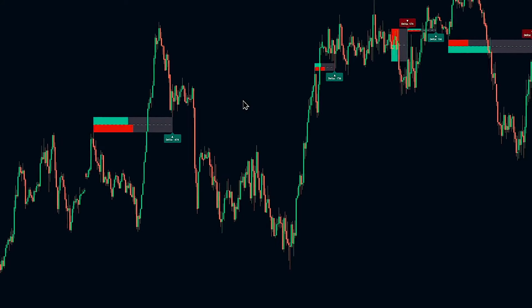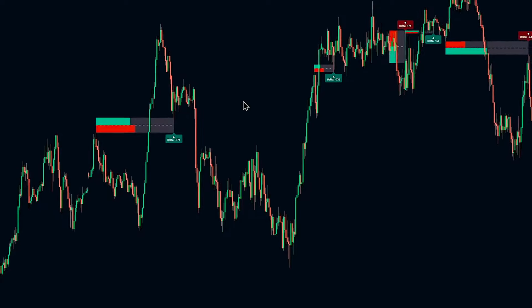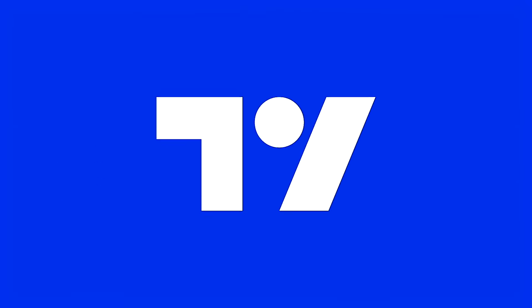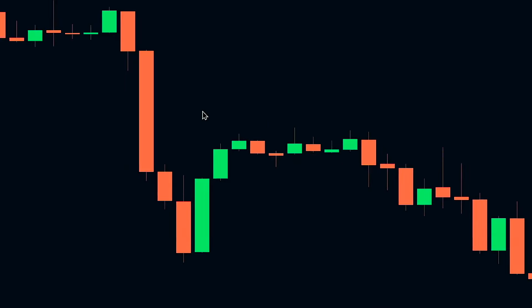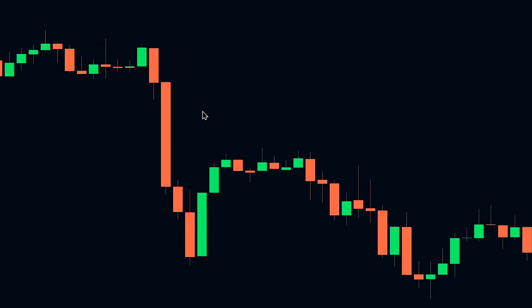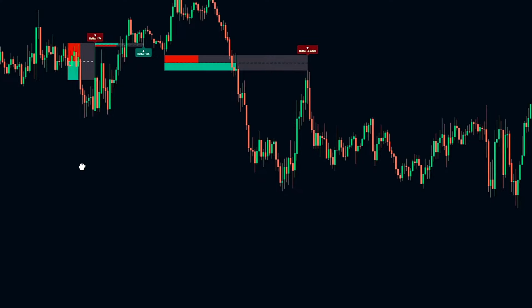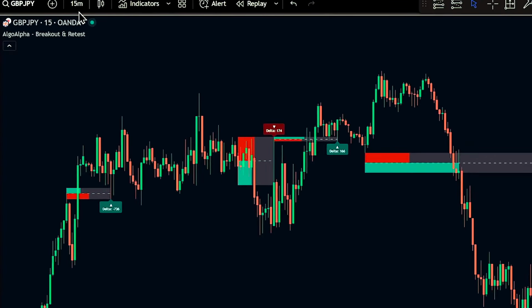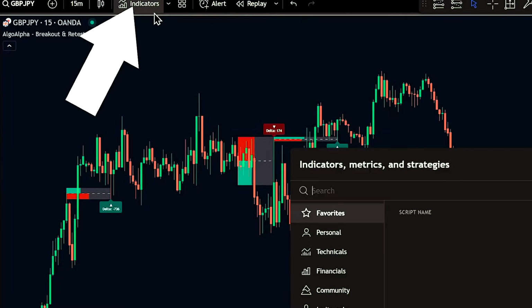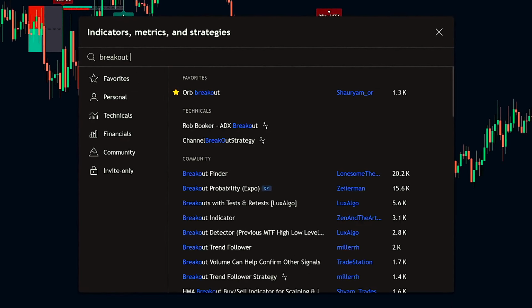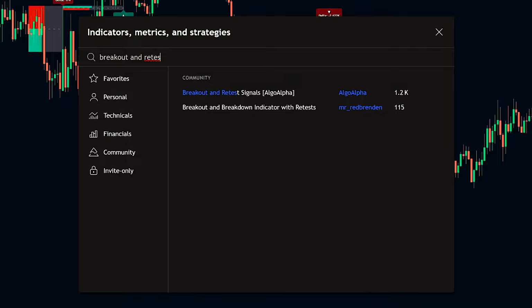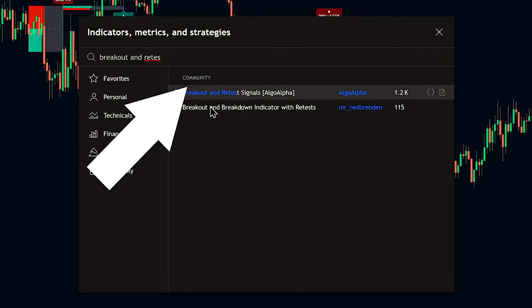Alright, let's get going. First things first, to get started with this tool, you'll need to head over to TradingView. It's the charting platform I'll be using throughout this guide. If you're not signed up yet, you'll find the sign up link right down in the description. From there, go ahead and pull up the 15-minute chart of GBP/JPY, or any other pair that you want. Then hit the indicators button and search for breakout and retest. The one you're looking for is by Algo Alpha.